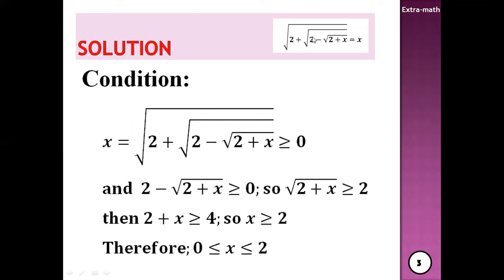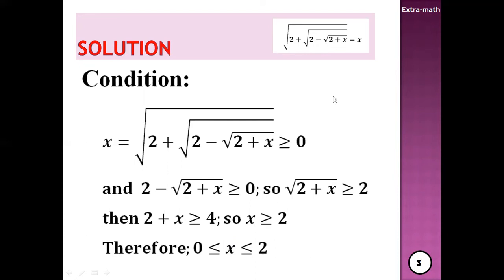We also have 2 minus square root of 2 plus x under this radical sign, so it must be positive. Then 2 minus square root of 2 plus x is greater than or equal to 0. So square root of 2 plus x is greater than or equal to 2. Then by squaring both sides we get 2 plus x is greater than or equal to 4. So x is greater than or equal to 2. Therefore, this is the total condition for this equation: x is greater than or equal to 0 and x is less than or equal to 2.